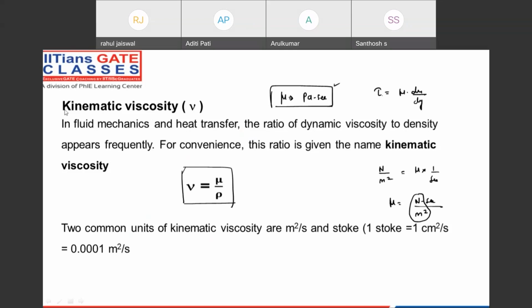Right? What is the unit of the kinematic viscosity? Meter square per second. That is the SI unit, but if I ask you the CGS unit, what is the CGS unit? Stoke. 1 stoke is what? 1 stoke, please note down, is 10 to the power minus 4 meter square per second.